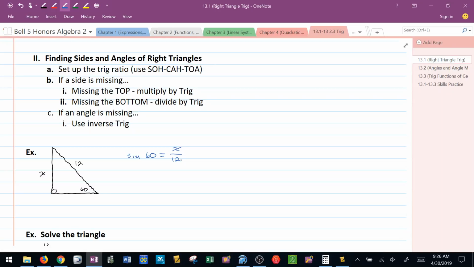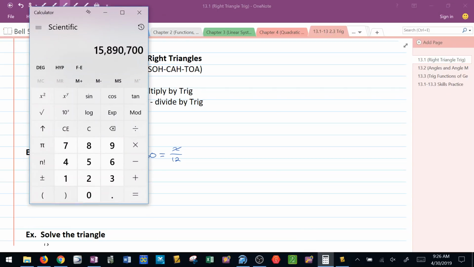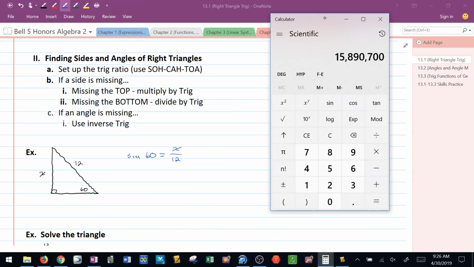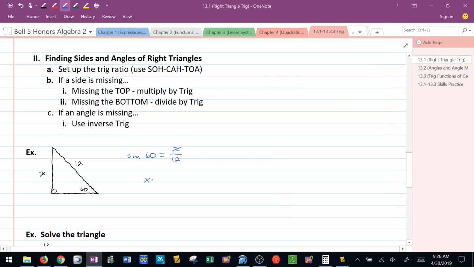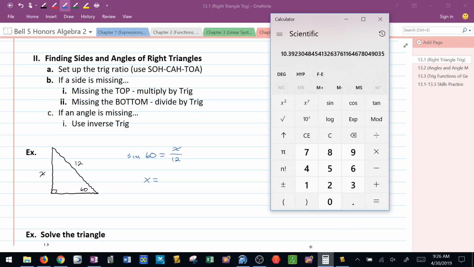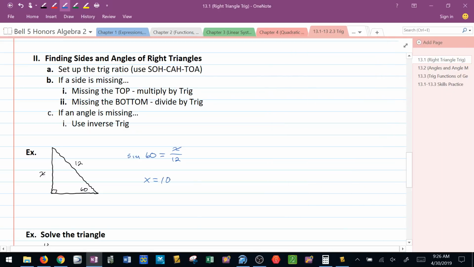Now I analyze it. I'm missing the top of the fraction. To solve this, I'm going to multiply by trig. So I'm literally going to take 12 times the sine of 60. Now, this calculator is going to do it a little bit different than most of yours will. But on this one, I have to go 12 times 60 sine and then hit equals. Typically with sides, we round to the nearest tenth. So x is approximately equal to 10.4.